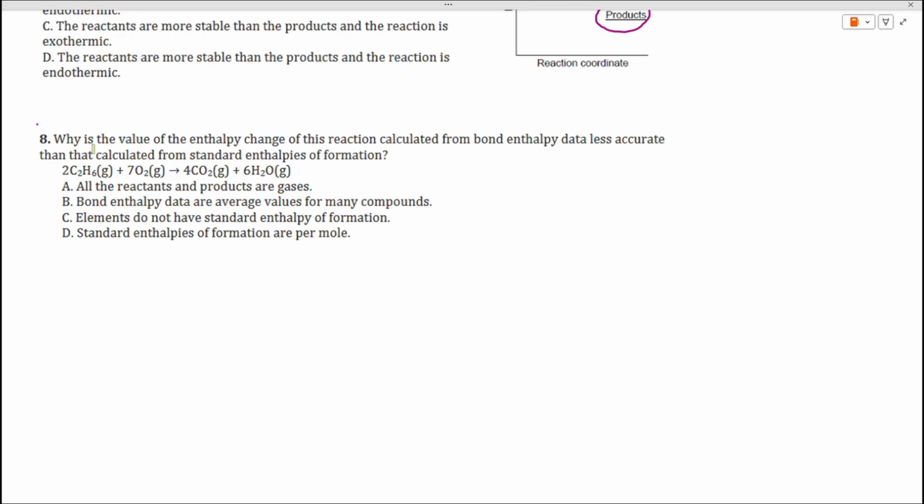For this question, it is asking why the value of the enthalpy change for the reaction, which is calculated from bond enthalpy data, is less accurate than that from the standard enthalpies of formation. We know that we can calculate the enthalpy change by using the bond enthalpy data as well as the enthalpies of formation. But keep in mind that the bond enthalpy data, the name itself says that it is average bond enthalpy, because if I consider CH4, then not all the C-H bonds have the same amount of energy.